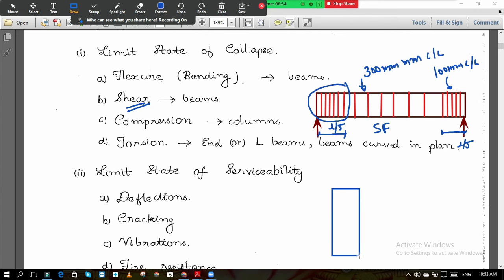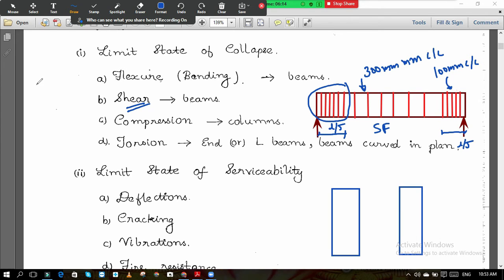Suppose now this is the column. So what is the meaning of column first? You know that a member which carries a load along its length is called a column. And what is the beam? A member which carries a load perpendicular to its length. It is normally called a beam.